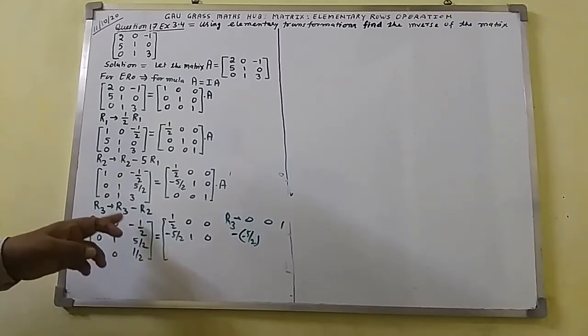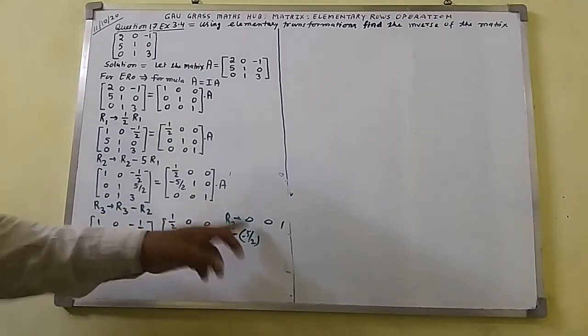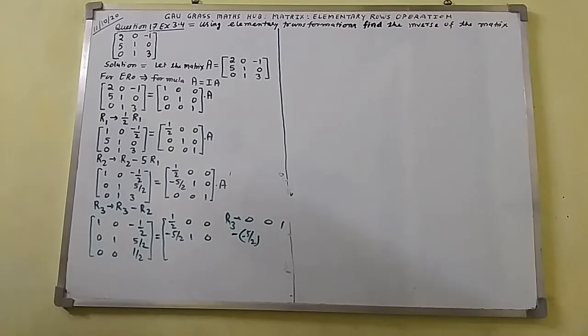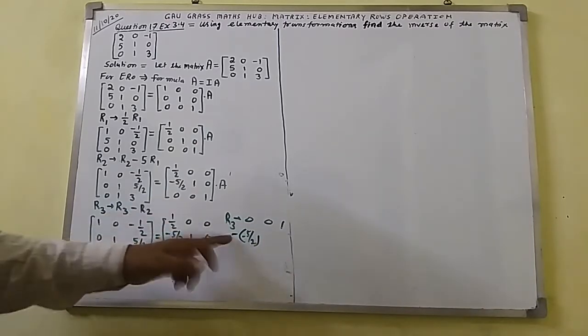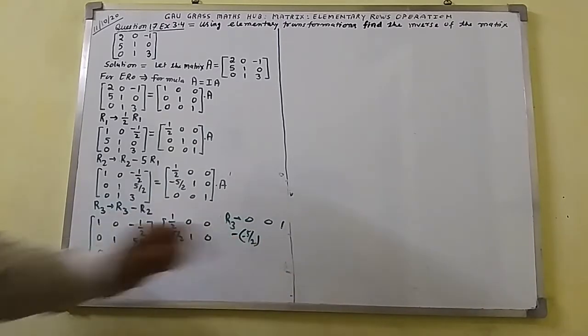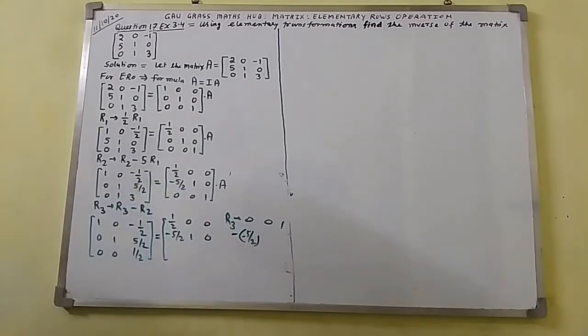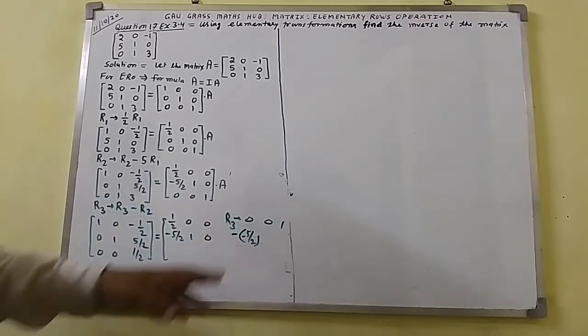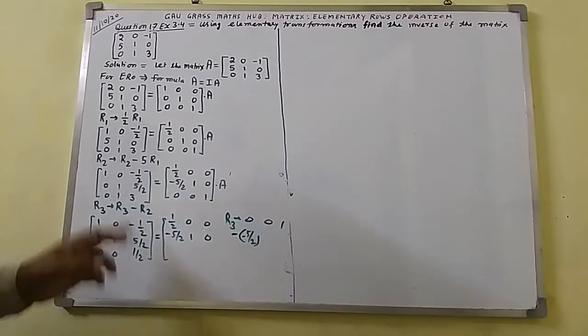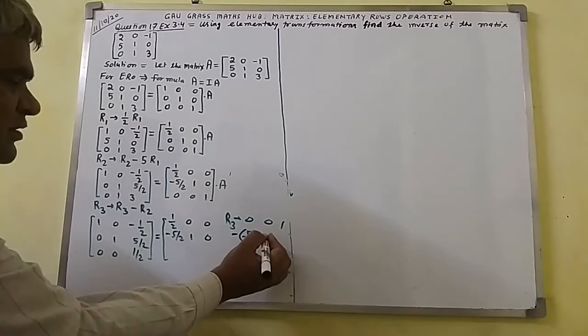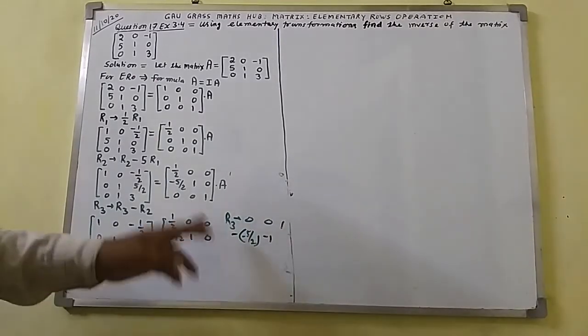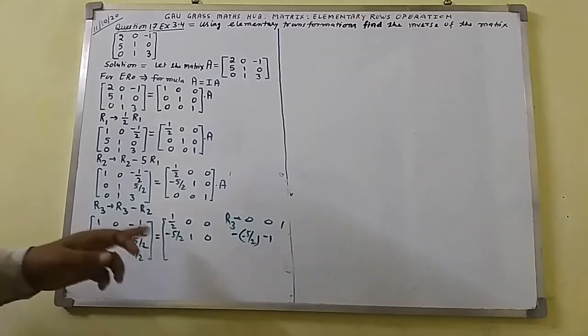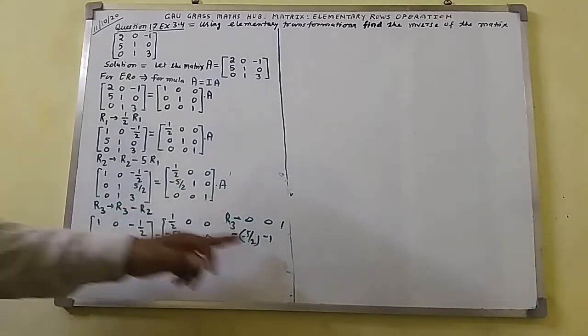Here, in place of R3, I have written 0. This 0 I have reflected. Minus, there I have written minus 5 by 2. So minus 5 by 2 I have written. Here I shall write 0 or minus R2. Here I shall write minus 1. This 0 I have reflected, minus I have reflected, and 1 will be reflected.